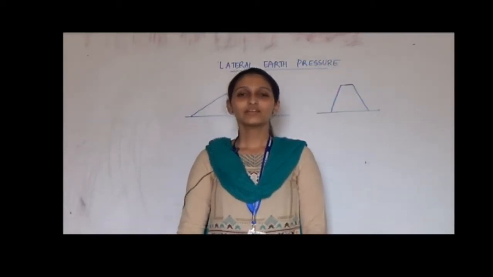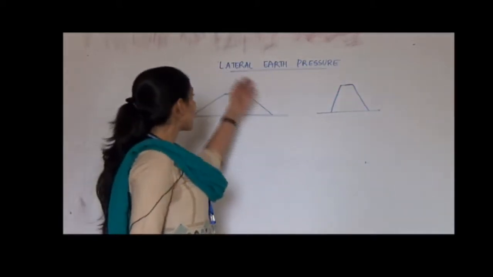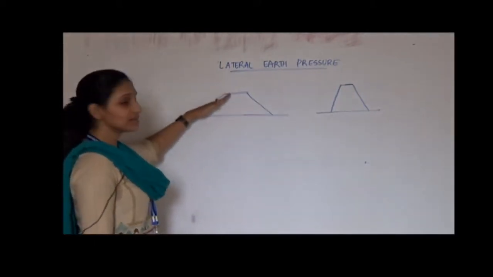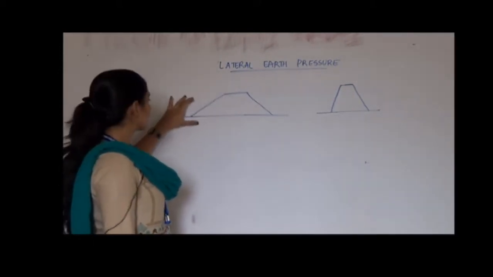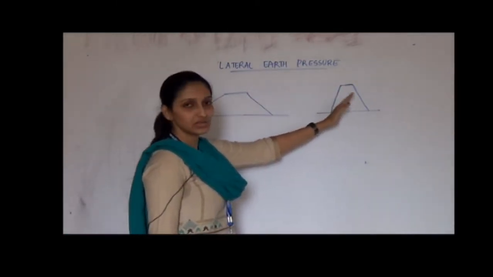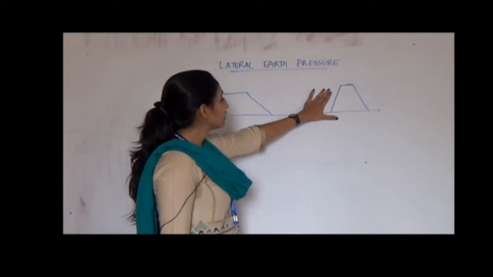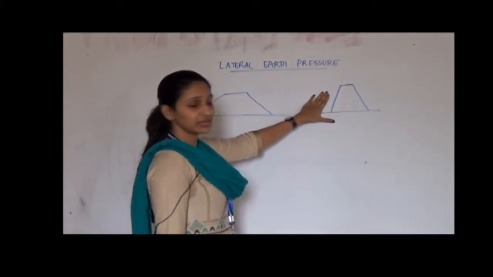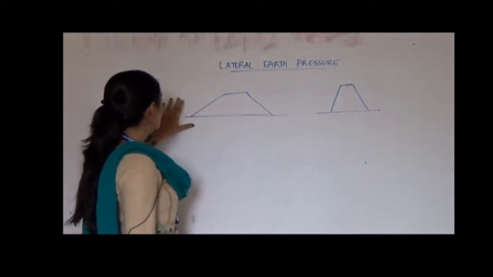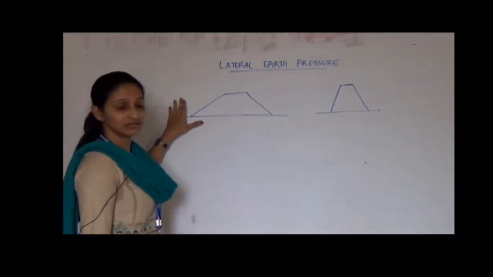Good morning. Today we are going to study lateral earth pressure. A soil mass is safe when the slope is very flat. As the slope keeps increasing or gets steeper, there is a possibility that the soil may fail. So in that case, we provide flat slopes.